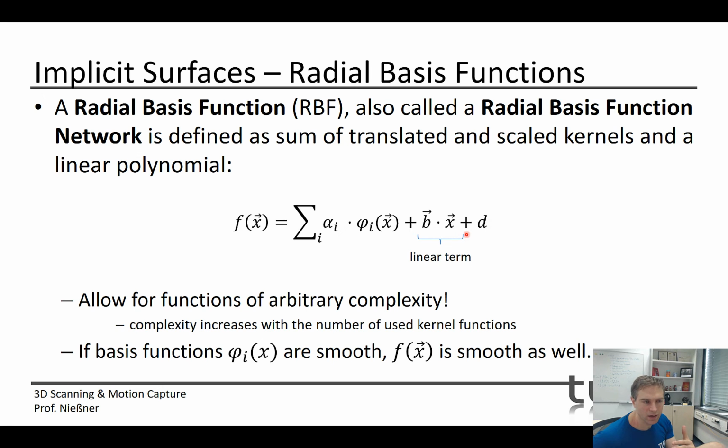But the idea now is that if these basis functions are smooth, so will be the resulting function f of x. And if you're doing surface reconstruction, what we have to figure out are all of these unknowns. The basis functions are obviously fixed, but the alphas and the c's and these linear terms are all unknown, right? So we just have to optimize for these parameters here, and that then defines the surface or the curve respectively.